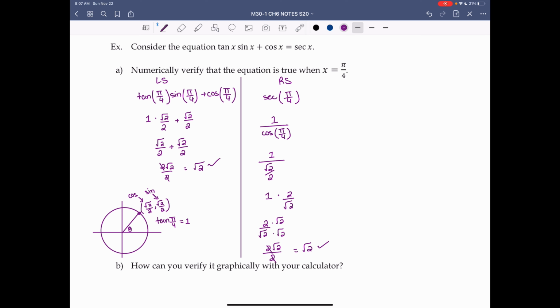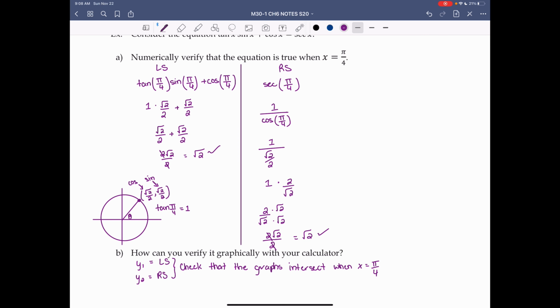B, how can you verify it graphically with your calculator? We want to verify that the left side of the equation is equal to the right side of the equation for the x value pi over 4. So in our calculators, we're going to graph y1 equals the left side and y2 equals the right side. And then we would check that the graphs intersect when x equals pi over 4.